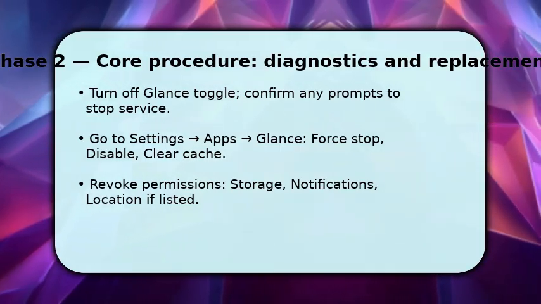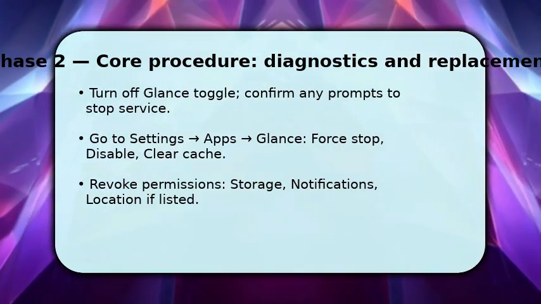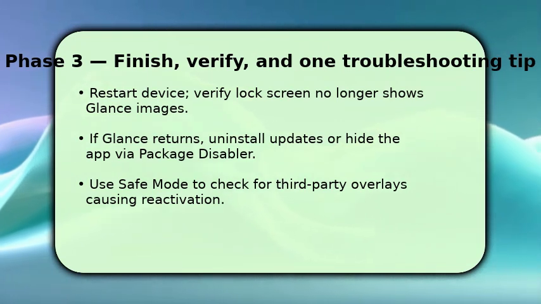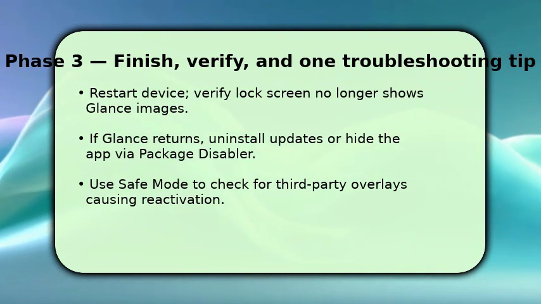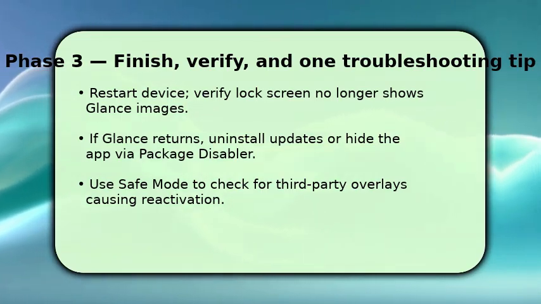If a Disable button is grayed out, restart your phone to finalize changes, then lock and check the screen. The Glance wallpaper should be gone. If Glance still appears, go back to the app page and uninstall updates, or use a package disabler to hide the app. Those steps stop persistent system services.